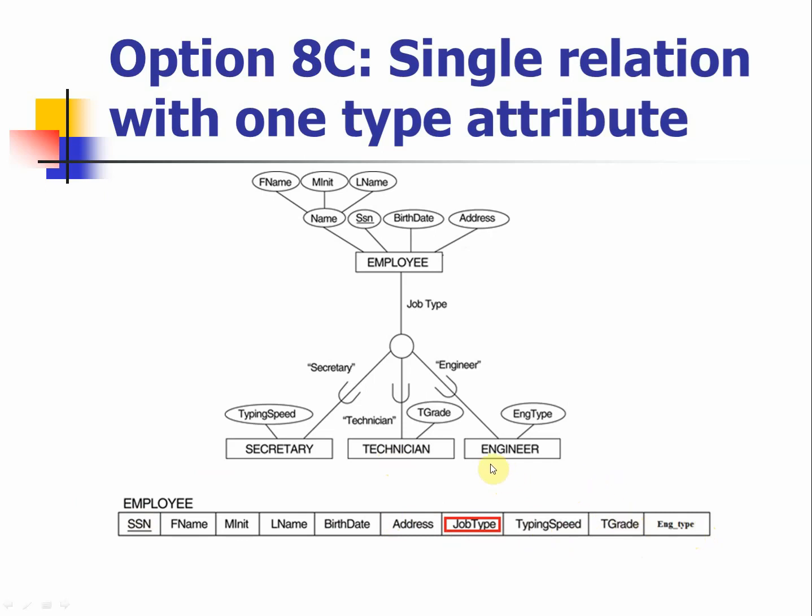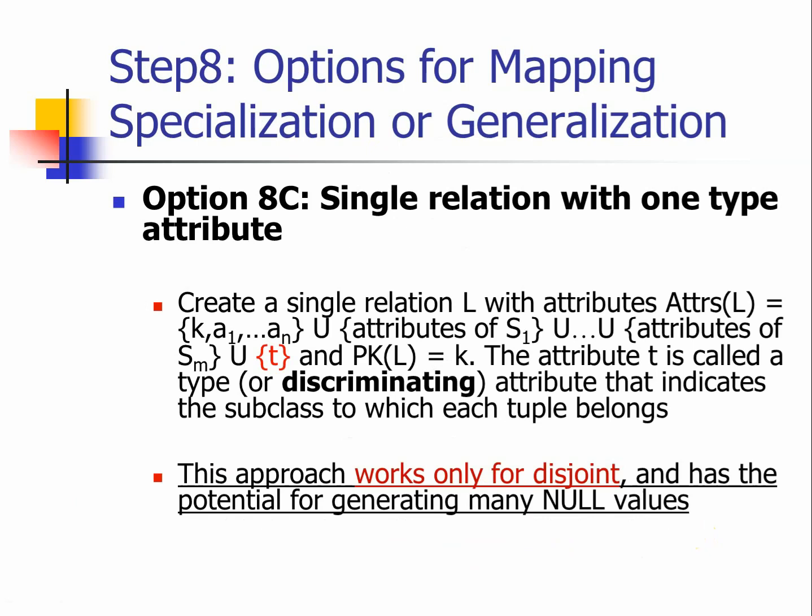So let's take a look at how this is being described formally. What this is trying to do is that we create a single relation only, with all the attributes of the superclass, and then we also include all of the attributes from the subclasses: all the attributes from subclass 1, through all the attributes for subclass N. And then we have this attribute T indicating how we separate, how we do the specialization.